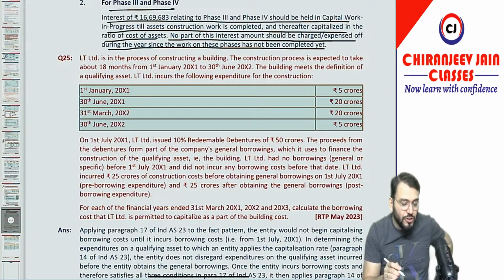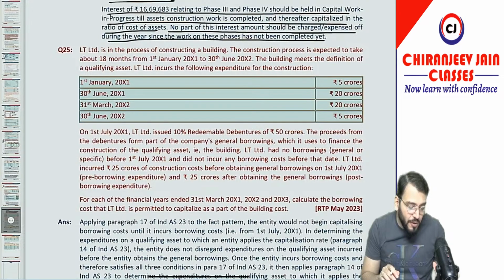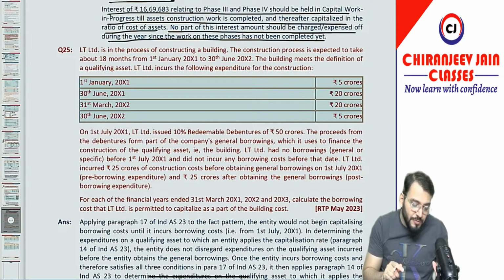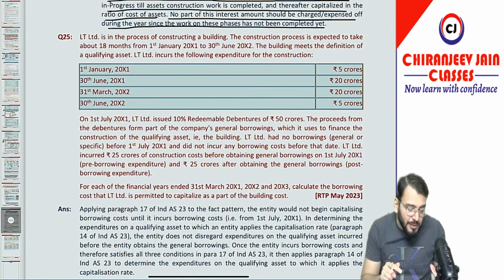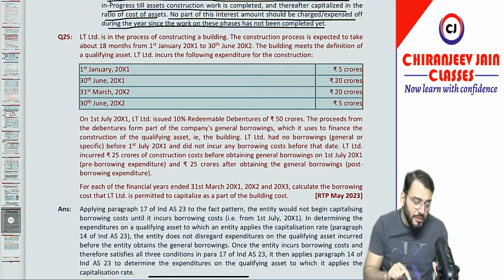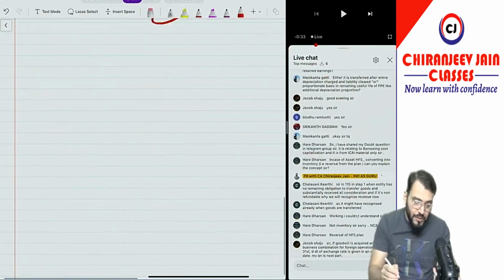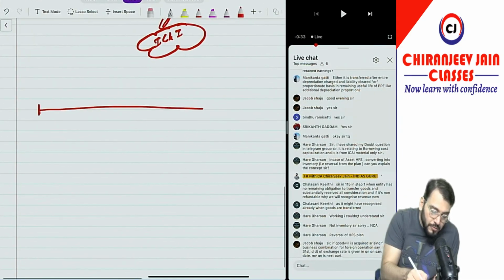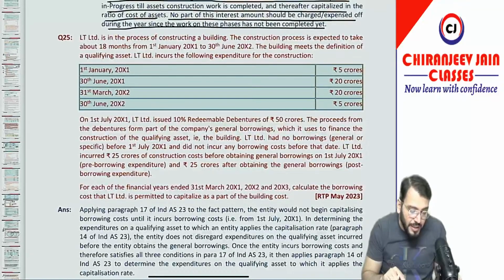LT Limited is in the process of constructing a building. The construction process is expected to take about 18 months from 1st Jan 2001 to 30th June 2002. The building meets the definition of a qualifying asset. LT Limited incurs the following expenditure for the construction. So from 1st Jan 2001 to 30th June 2002.